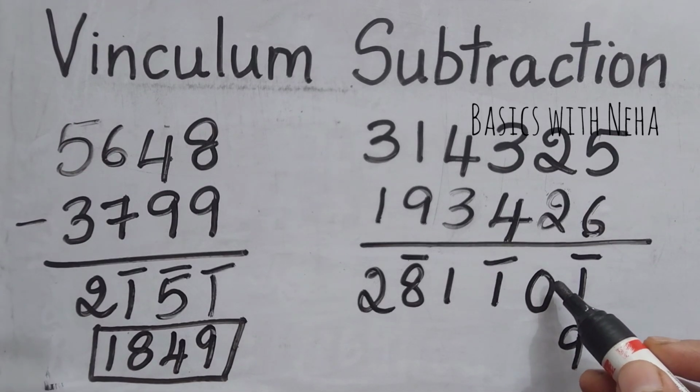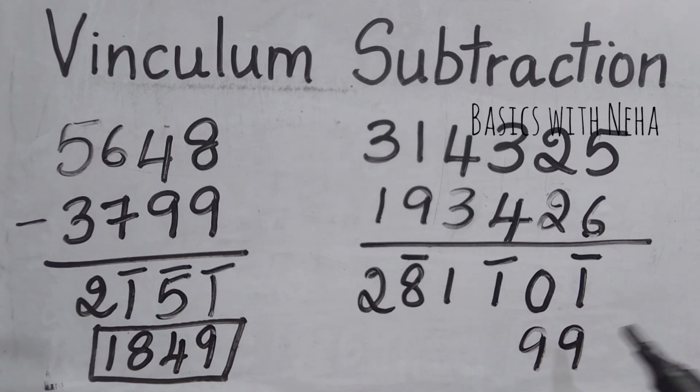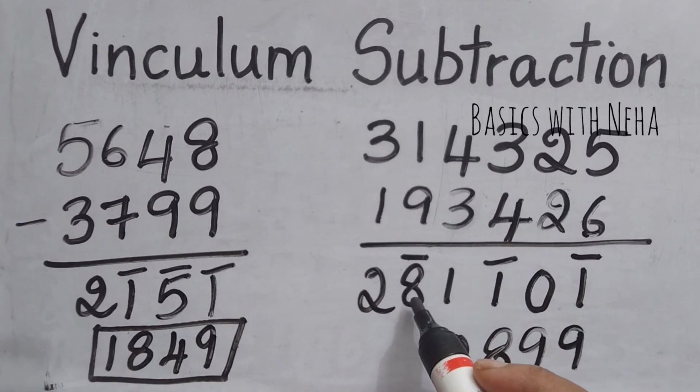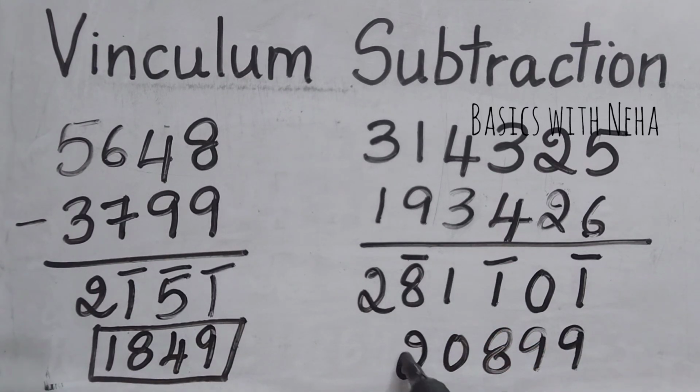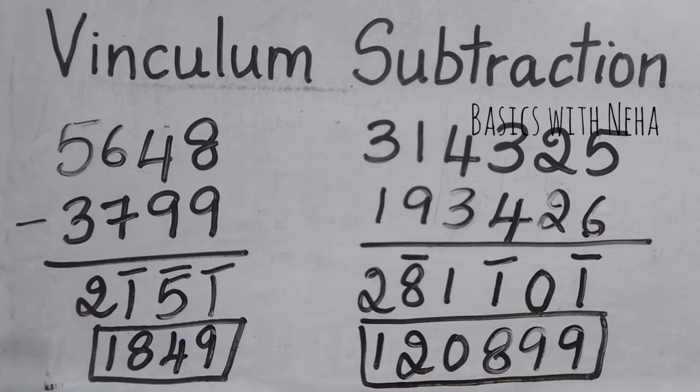So what I'll do is I'll do 9 minus 0 will be 9. 9 minus 1 will give me 8. And now decrease the number by 1. So it will be 0. Now continue. 10 minus 8 will be 2. And decrease this number by 1. So my final answer will be 1,20,899.